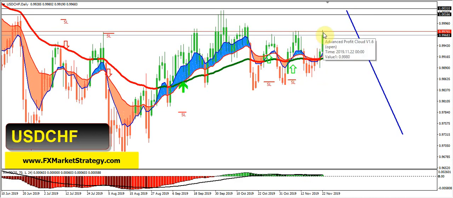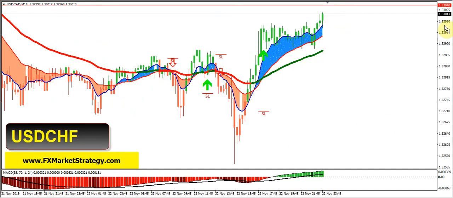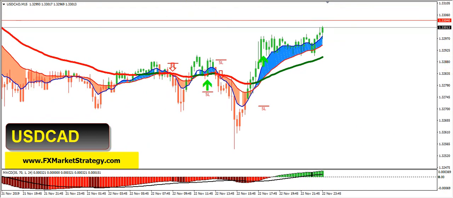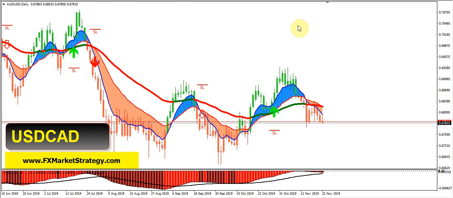USDCHF, it may go another 100 pips up, then it's gonna come down. USD CAD, the same thing. You may get another 100 pips up or 70 pips up, then it's gonna go down after that. Australian, also the same thing. You may get another 50, 60 pips down, then it's gonna go up after this.